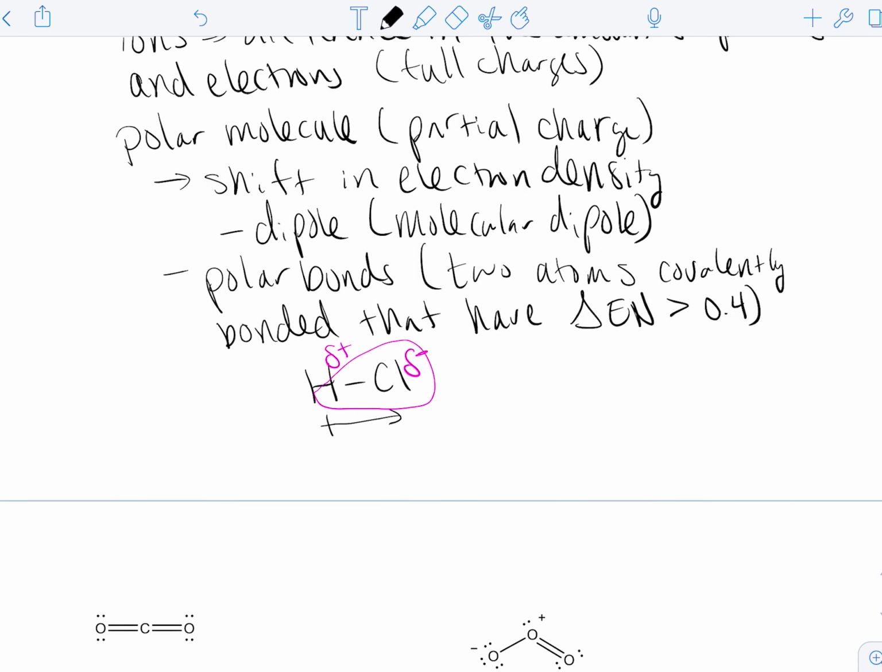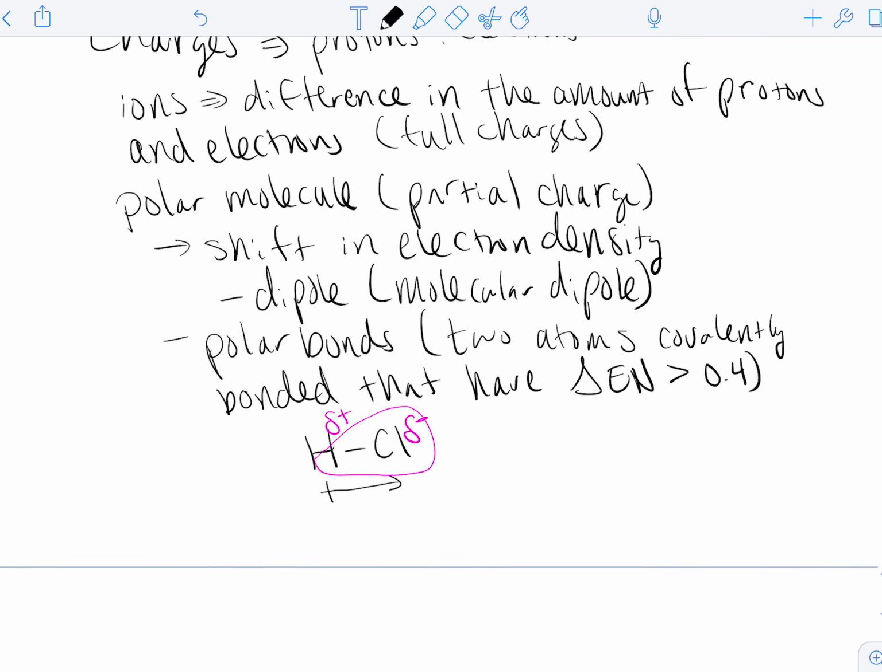Another thing that we have to have within a polar molecule is asymmetry. Right? If we have dipoles and those dipoles are getting canceled out, then we don't have a polar molecule. So that asymmetry will allow us to have a polar molecule. So let's look at some of the ways that we can get asymmetry.